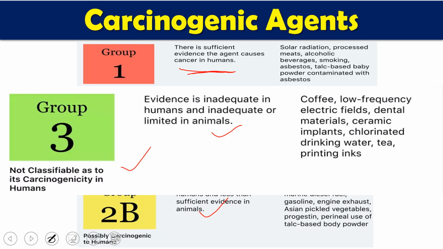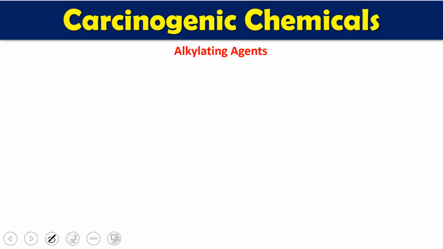So the first group is where it is well defined that the agent is carcinogenic. Group 2A, where there is much evidence that they are carcinogenic. Group 2B, where there is some limited evidence. Group 3, where there is no evidence of carcinogenicity. So any carcinogenic agent is going to fall into one of these groups.